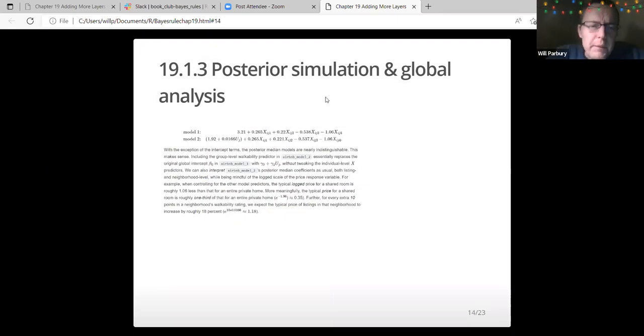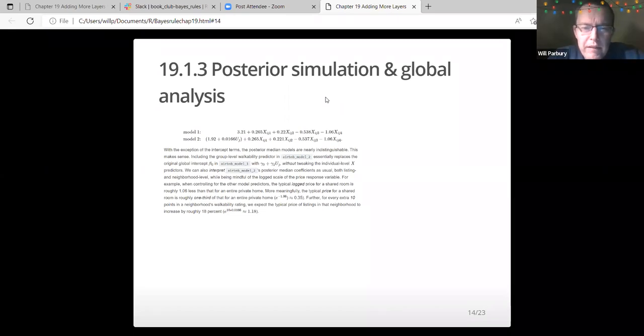Okay. So with the exception of the intercept terms, the posterior median models are nearly indistinguishable. This makes sense, including the group level walkability predictor in Airbnb model 2 essentially replaces the original global intercept in model 1 without tweaking the individual level predictors. We can also interpret model 2's posterior median coefficients as usual, both at the listing and neighborhood level, while being mindful of the log scale of the price response variable.